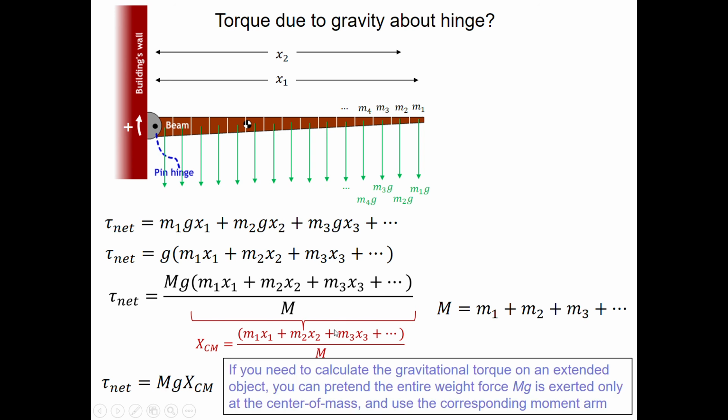Okay, so the upshot is, with this definition of x-coordinate of center of mass, if you need to calculate the gravitational torque on an extended object, you can pretend that the entire weight force is only being exerted at the location of the center of mass, and we use the corresponding moment arm only for the center of mass. So even though I have a whole lot of different forces being applied due to gravity on lots of little bits of mass, we can pretend that the entire gravitational force is located at the center of mass for the purpose of calculating the gravitational torque.